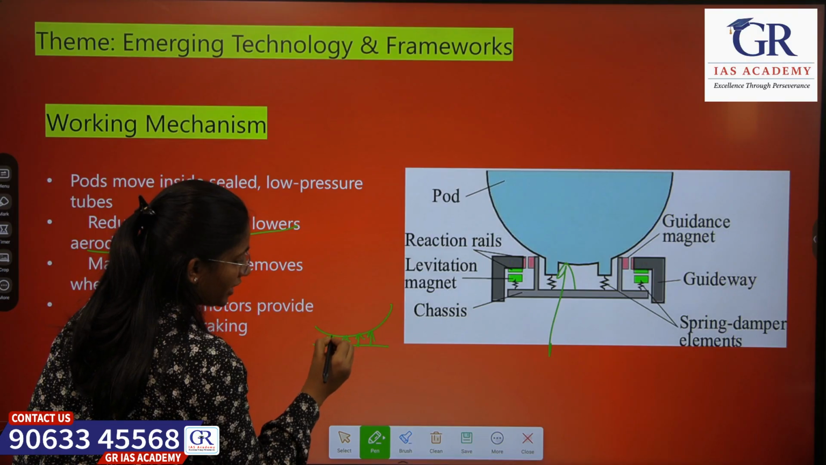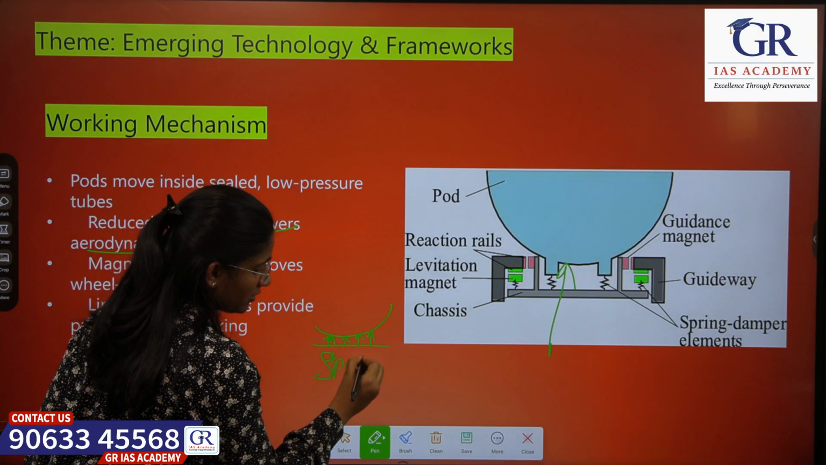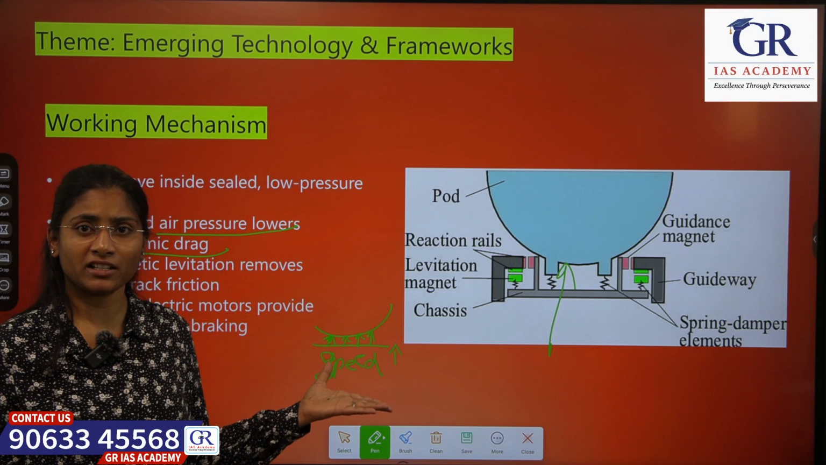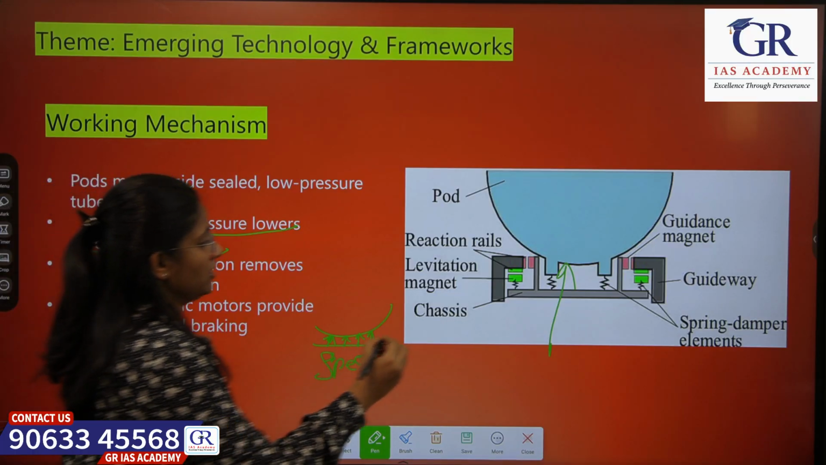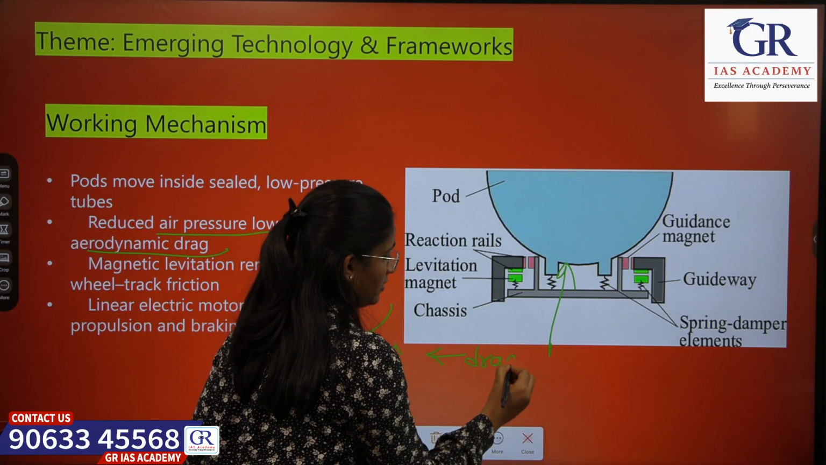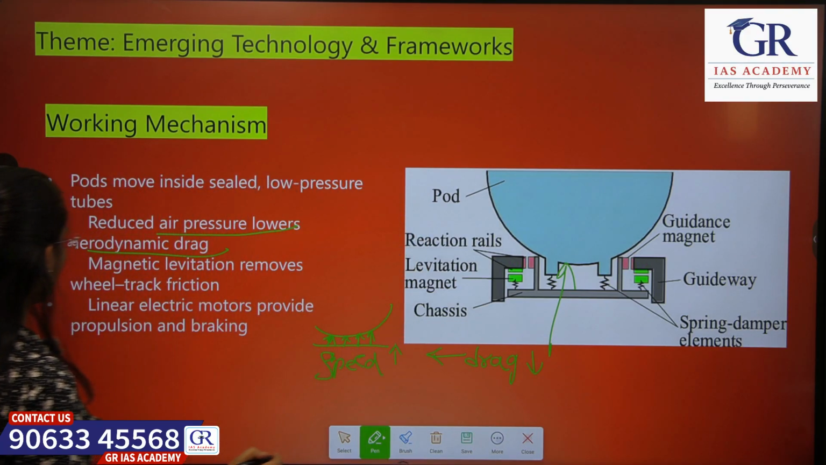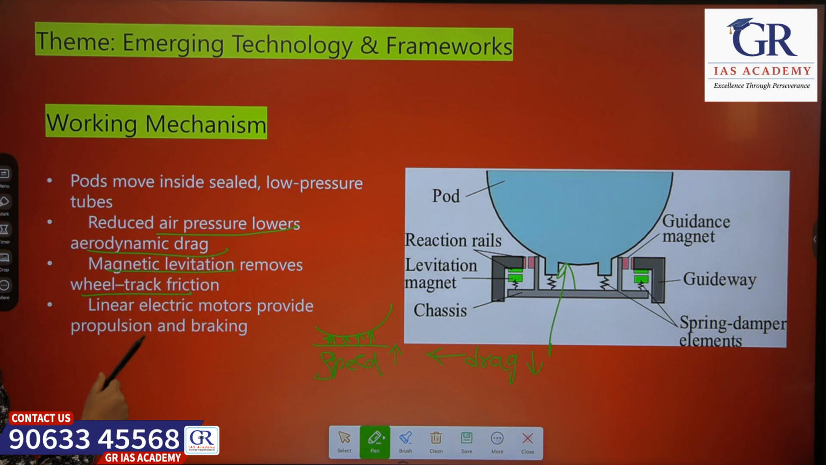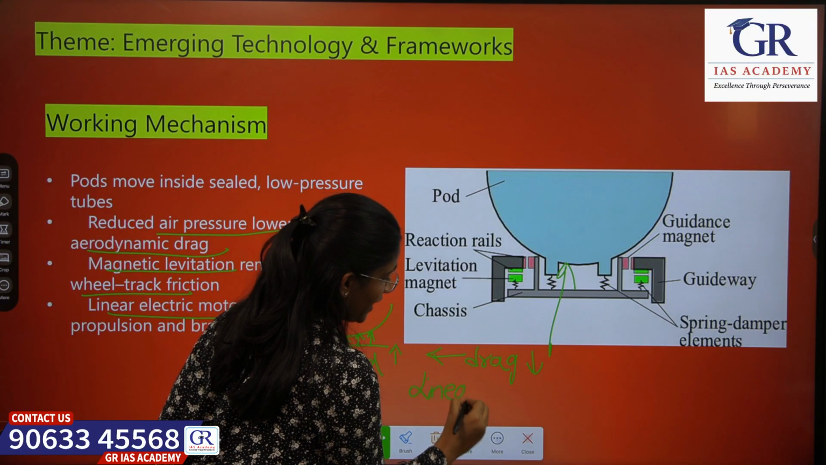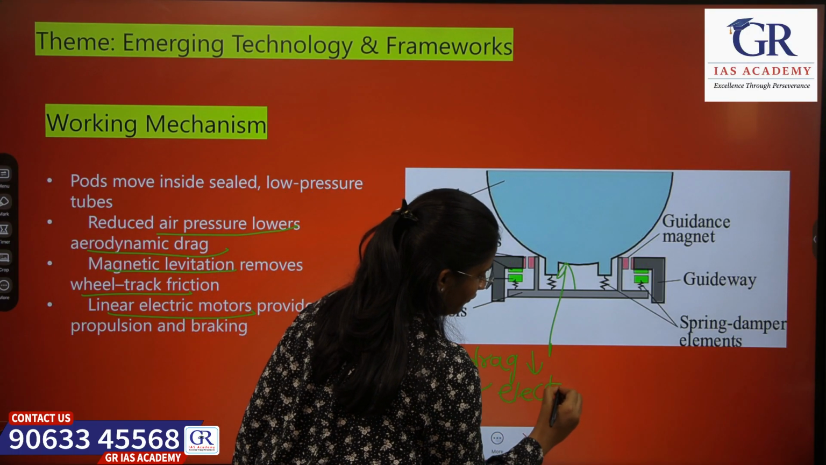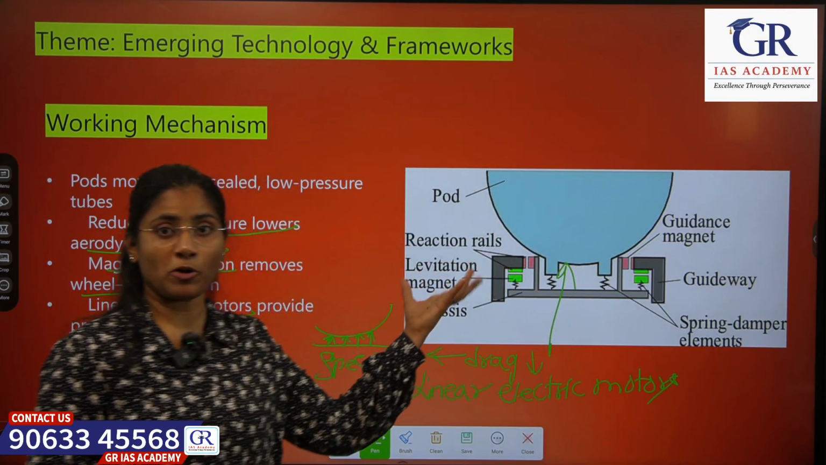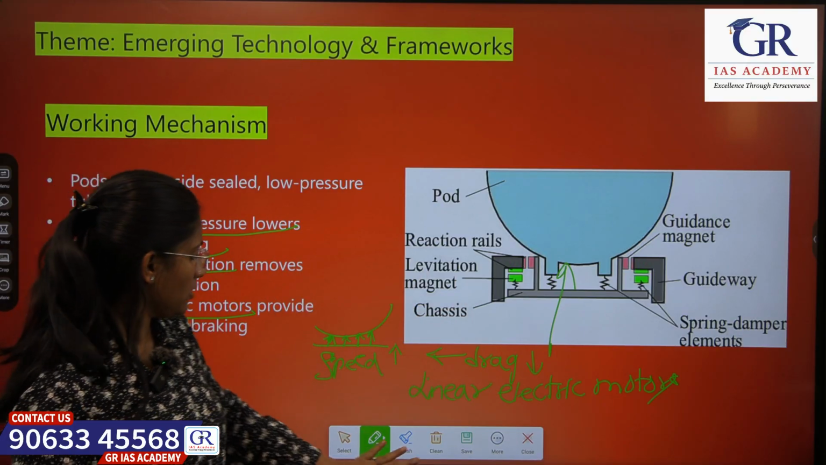When there is no friction, obviously the speed increases, right? If speed increases, friction decreases, drag decreases. We are using linear electric motors to provide this electrostatic field, which is used to produce magnetic levitation for our pods to move in the near vacuum tubes.